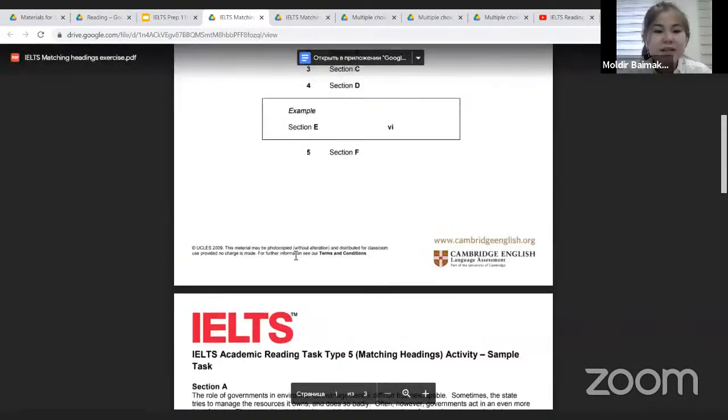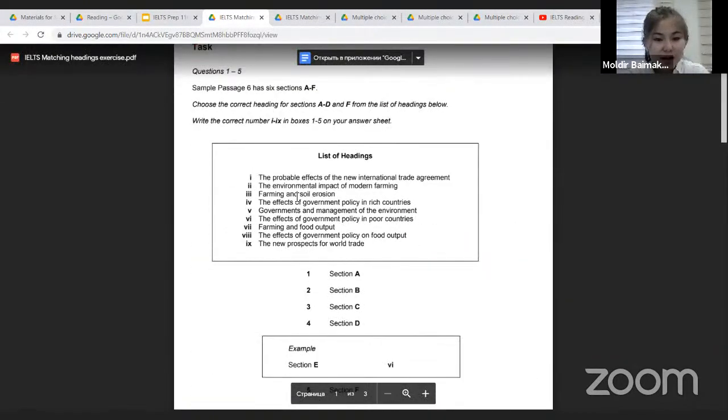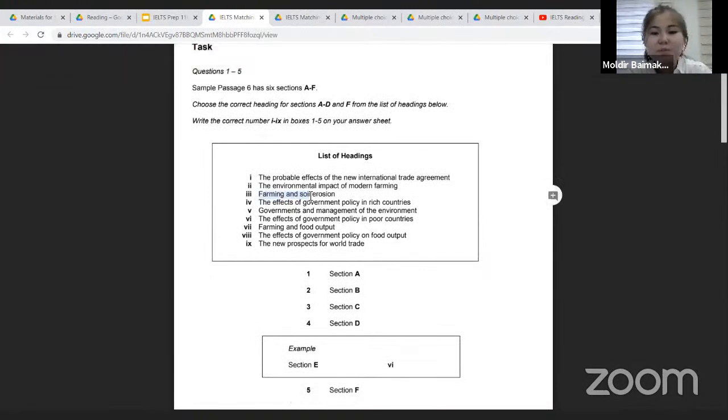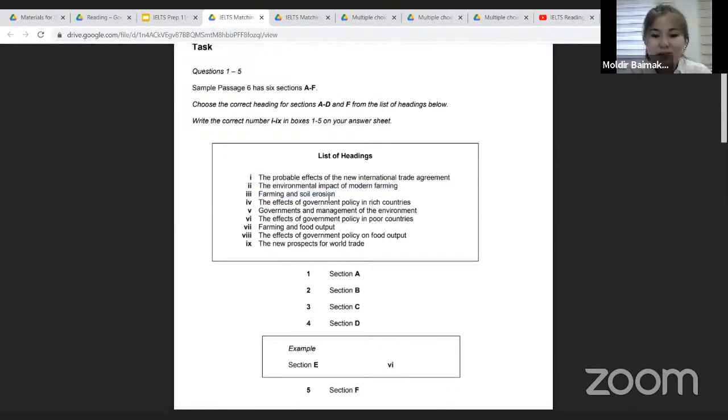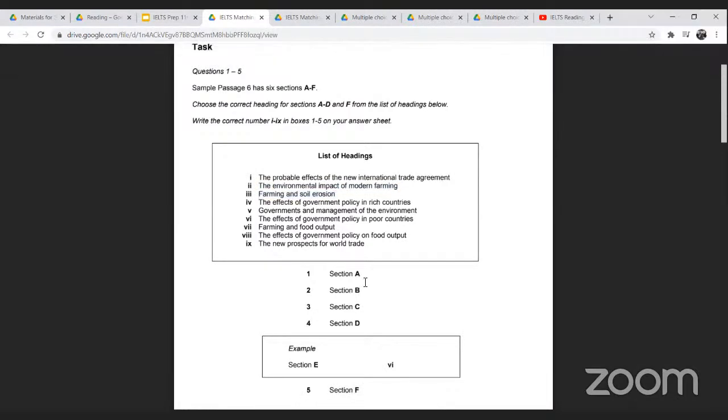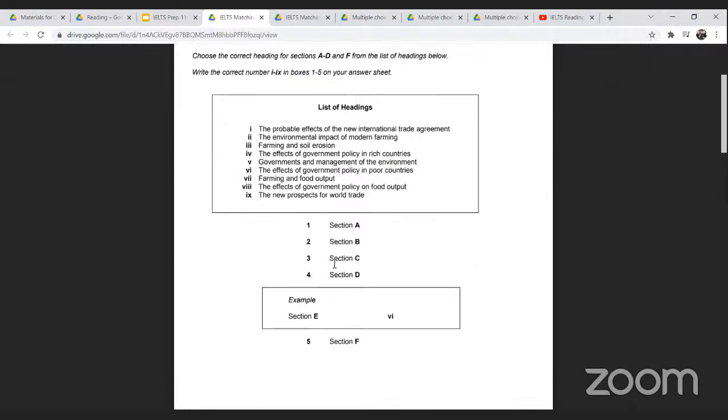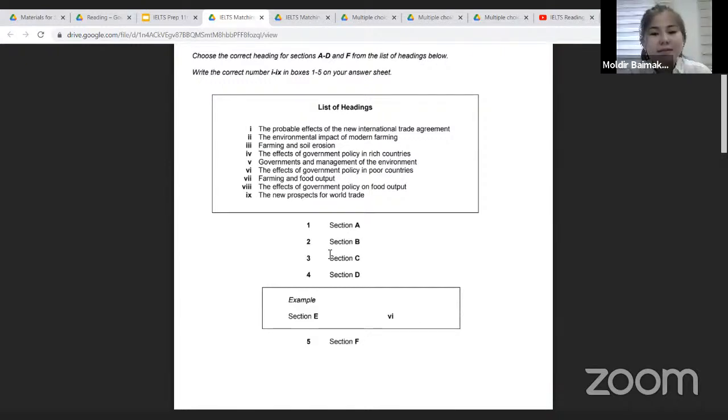Ну, знаешь, вот когда ты читал, здесь обычно нужно обращать внимание. Например, the environmental impact — это more general, right? But farming and soil erosion — поэтому я подумал, что это не ответ. Типа more generalized answer is not the right one. I think like this, like in SAT.